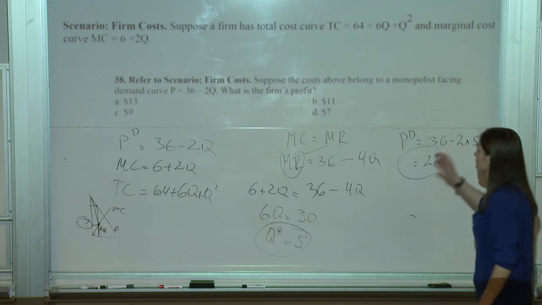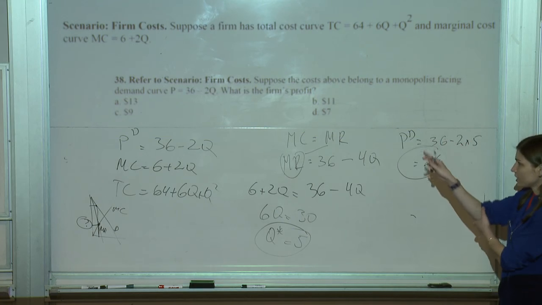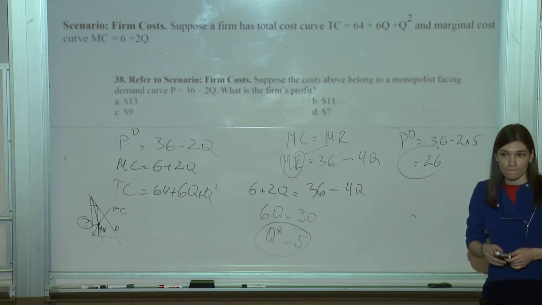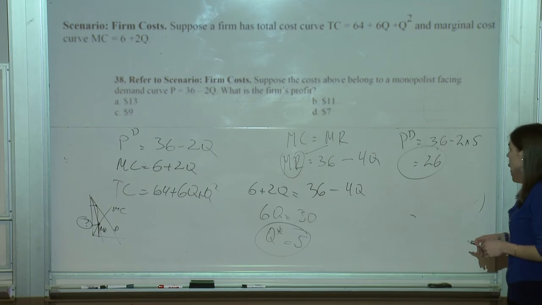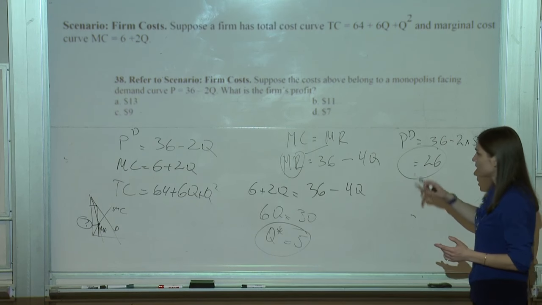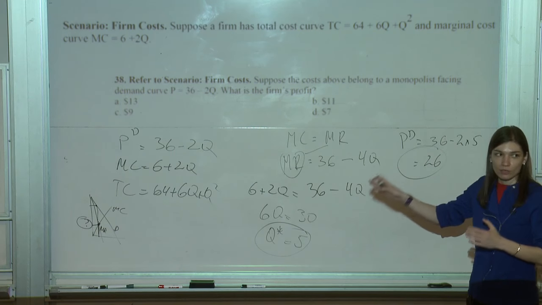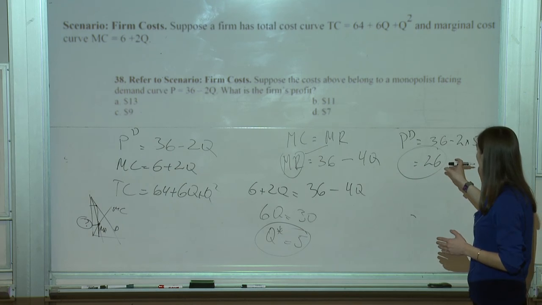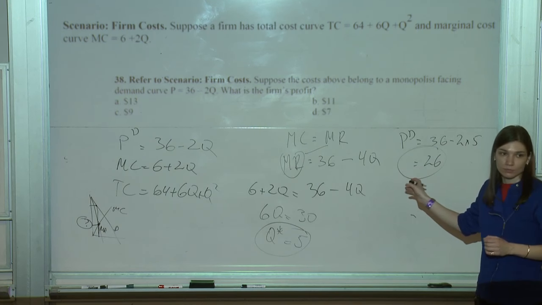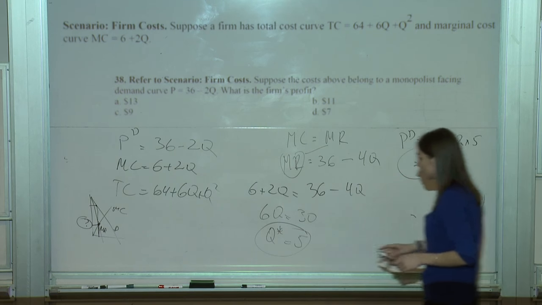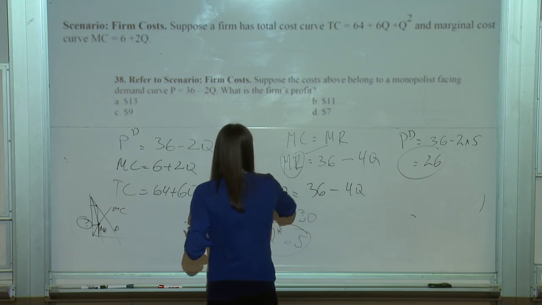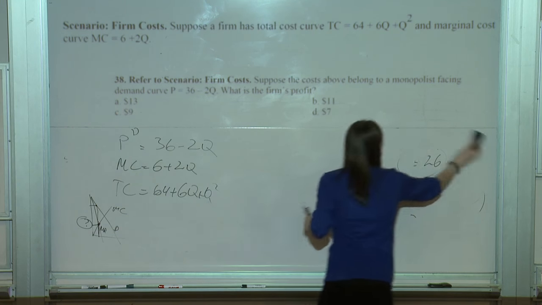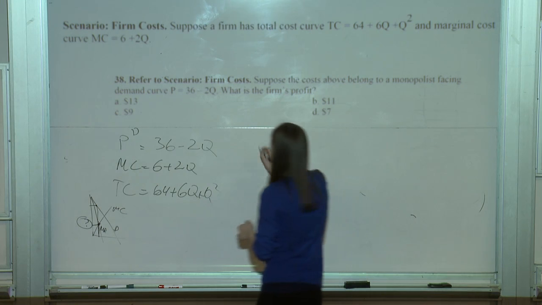So, again, a monopolist facing that same demand curve. What is the profit? All right. So what I know is if they're monopolists facing that demand curve, they're going to produce a quantity of 5, and they're going to charge a price of 26. These are the pieces of information that I have. I'm after profit.